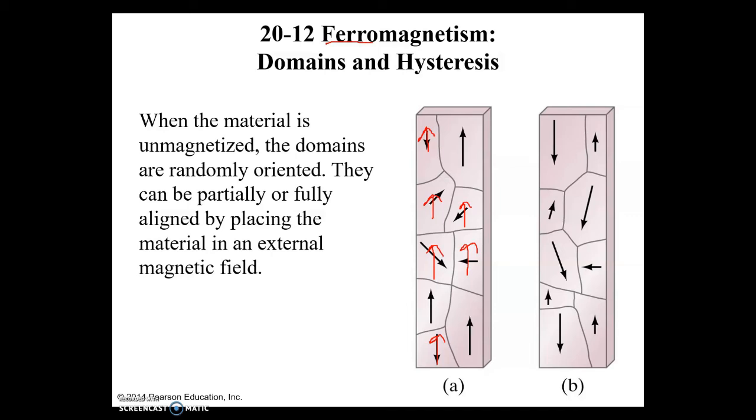That's really what causes magnetism, is that these little domains, these regions inside of a material, are all aligned in the same direction.